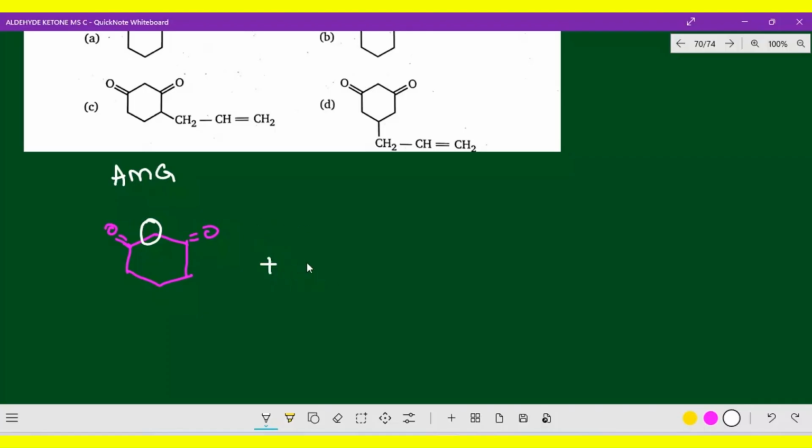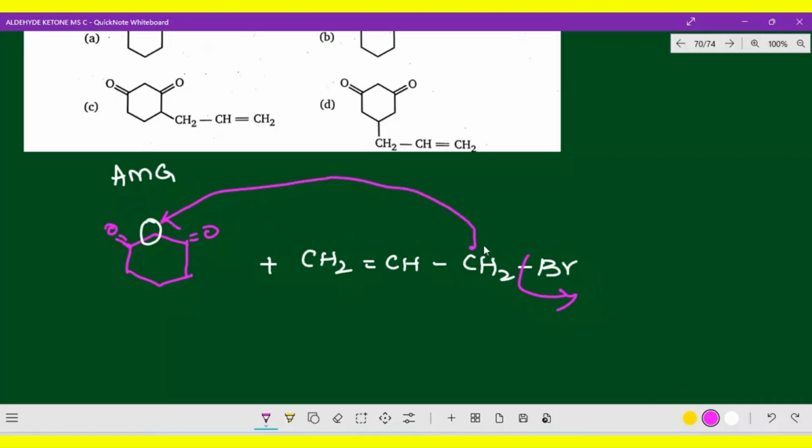When it is reacting with CH2 double bond CH CH2Br, as I mentioned, this is a leaving group. So it is attracted towards that active methylene group, right? So what will you be getting? The same thing is going to attach over here. It does not affect the C double bond O, right? So it will attack the active methylene group only. So what you will get is this part which is going to attach: CH2, CH double bond CH2. I hope you got the clarity.